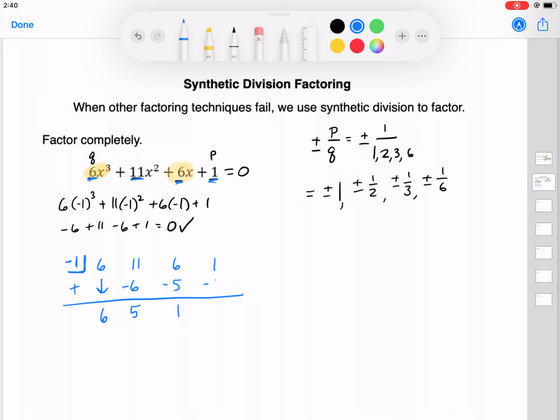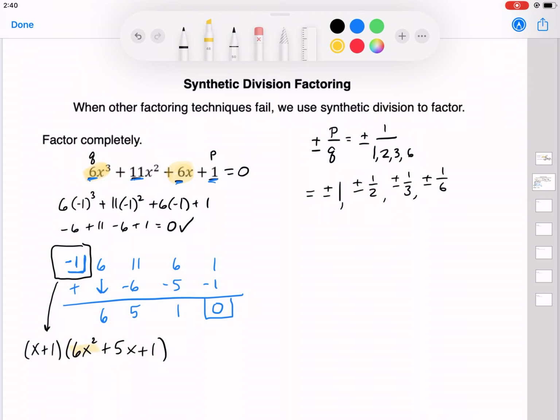1 times negative 1 is negative 1. Add those and you get 0. You should always get 0. This was using the remainder theorem. We're trying to get 0 in the end. It means we got a factor. So we can start writing out our factor. One of our factors is represented with the number in the box. And remember, you always do the opposite because that's our 0. So x plus 1. And then I'll have 6x squared plus 5x plus 1.